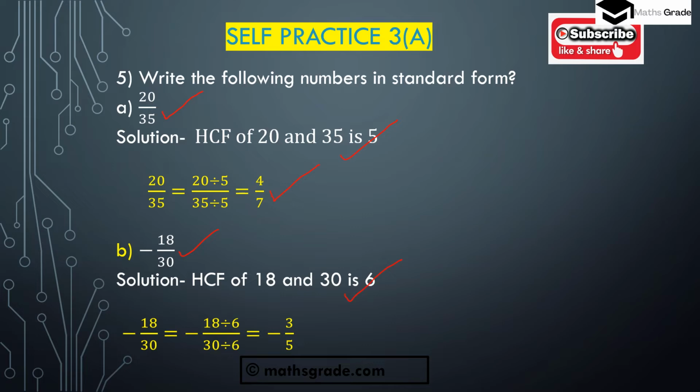Now divide 18 and 30 by the highest common factor 6. We get minus 18 divided by 6 and 30 divided by 6. 18 divided by 6 is 3 and 30 divided by 6 is 5. So we get minus 18 divided by 30 is equal to minus 3 divided by 5, and minus 3 divided by 5 is the standard form of this rational number minus 18 divided by 30.